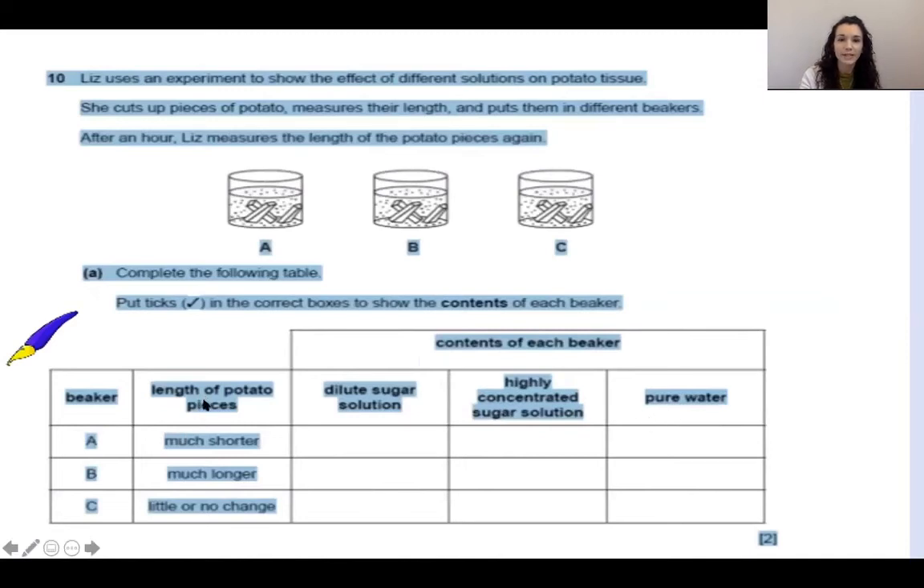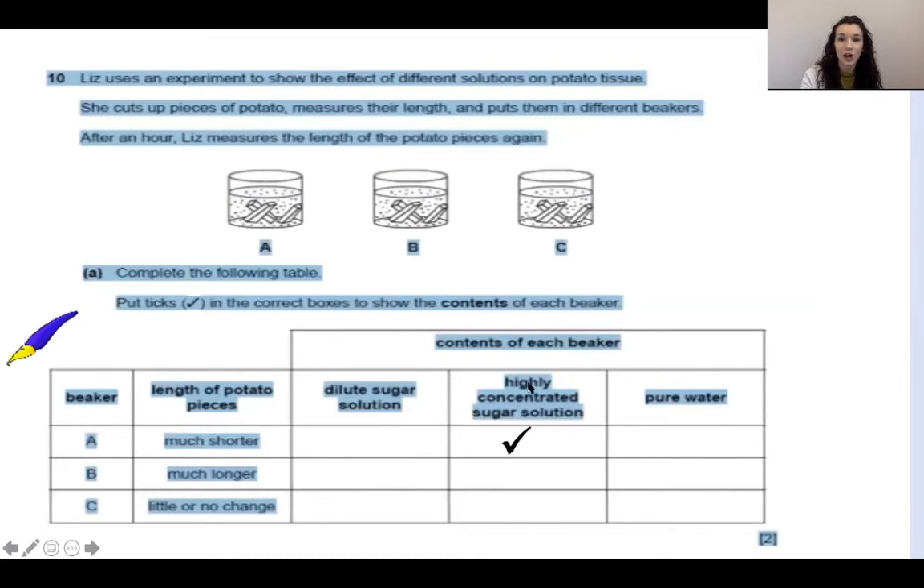Now, what would you expect to see happen to the length of the potato pieces? So if you could pause the video now and have a guess for each of those beakers. So dilute sugar, highly concentrated sugar and pure water. What would she see happen to those pieces of potato, to the length of them?